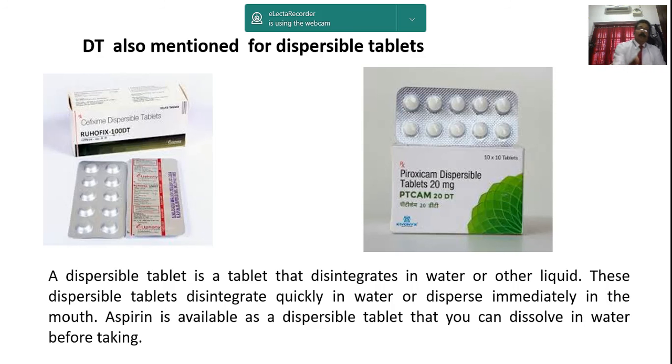What I have written is, a disposable tablet is a tablet that disintegrates in water or other liquid. These disposable tablets disintegrate quickly in water or disperse immediately in the mouth. Aspirin is another example, which can be given even to cardiac patients and is available for very fast action by putting it in water, and it will disperse very easily. That is one example I have taken here to show you.